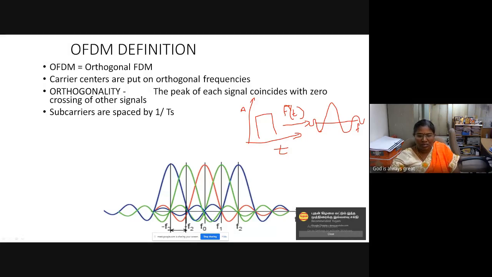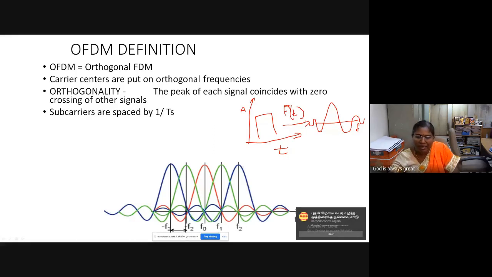Your red is the main first signal here, which is at F0. When F0 is crossing zero, you have another frequency F1, that is your green. When F0 and F1 are crossing zero, you have another frequency F2, that is your blue. So this is orthogonality in the frequency domain. The peak of each signal coincides with zero crossings of other signals.